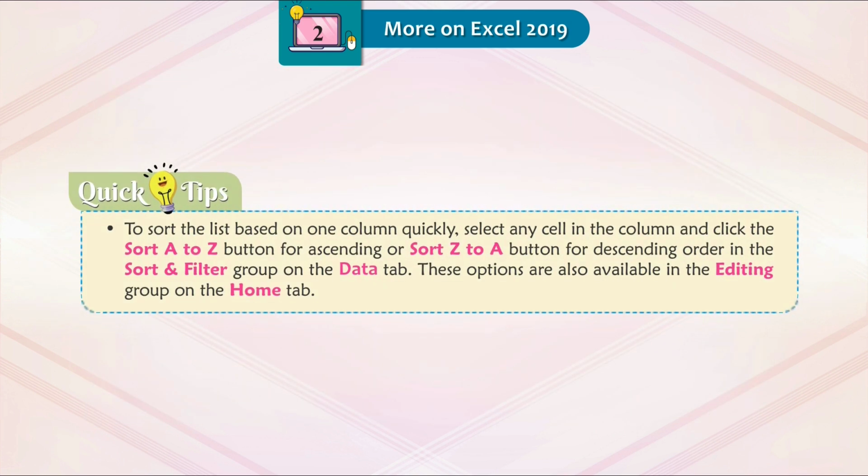Quick tips. To sort the list based on one column quickly, select any cell in the column and click the Sort A to Z button for ascending or Sort Z to A button for descending order in the Sort and Filter group on the Data tab. These options are also available in the Editing group on the Home tab.